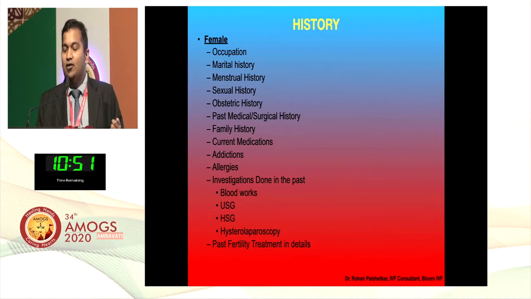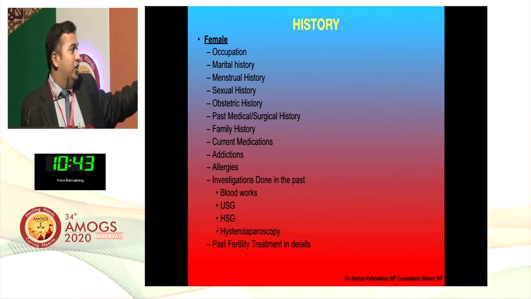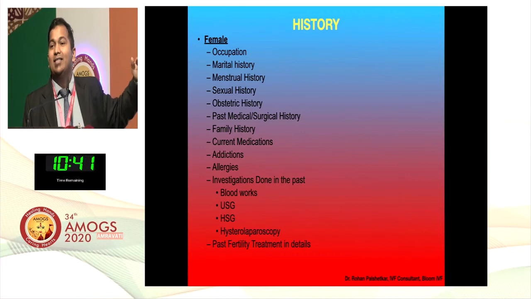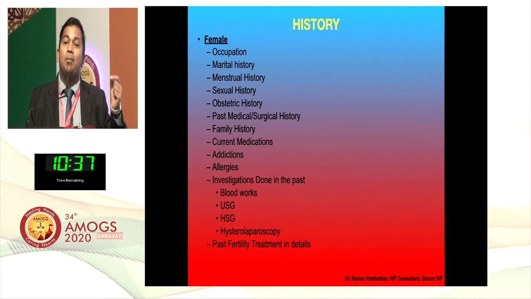Then when you look at the history, you're going to go through the normal history. As you know, I don't need to go into the details. But one thing I want to ask you is to make sure that investigations done in the past are gone through thoroughly. Because the last thing you want to do is increase the burden of cost on the patient. If you do repeated examinations, it results in increased cost for the patient, and then treatment suffers later on because of money issues.